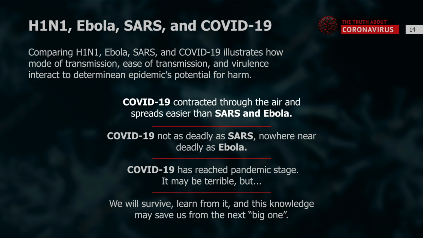COVID-19 can be contracted through the air. Now this is bad, but COVID-19 spreads more easily than SARS and much more easily than Ebola. This is worrying, but COVID-19 is not as deadly as SARS and nowhere nearly as deadly as Ebola. Putting all this in context, COVID-19 is likely to reach pandemic stage, but is unlikely to upend the world as we know it. We will survive this, and what we learn from it in controlling pandemics could save us from the next big one. We humans are crafty. Thanks to the doctors, epidemiologists, and scientists protecting us all.